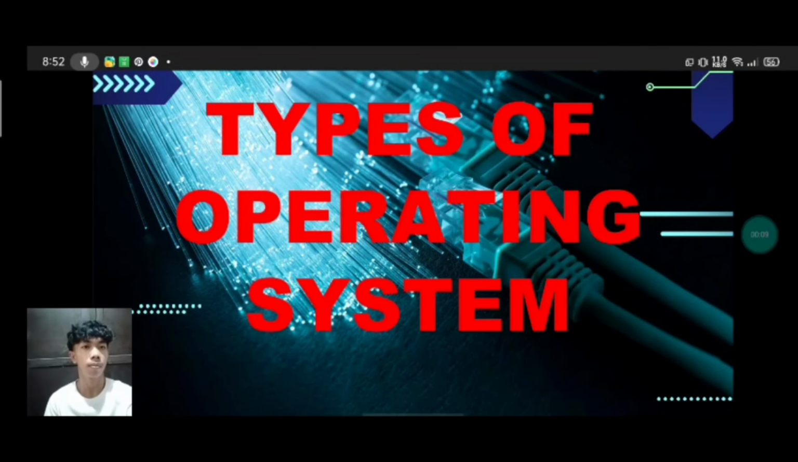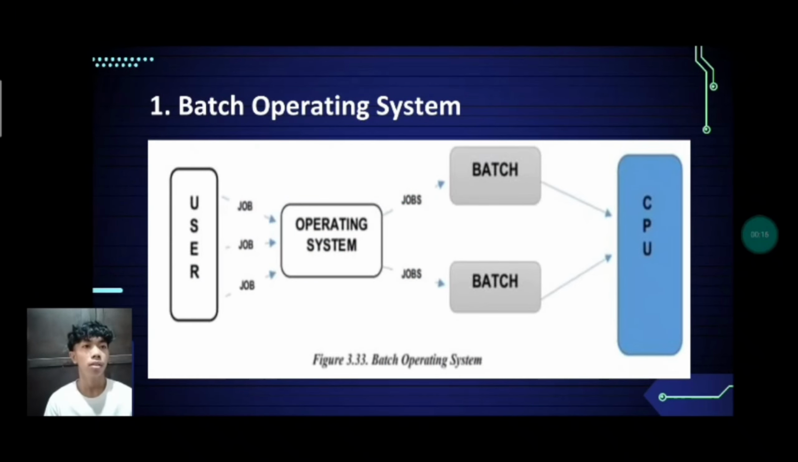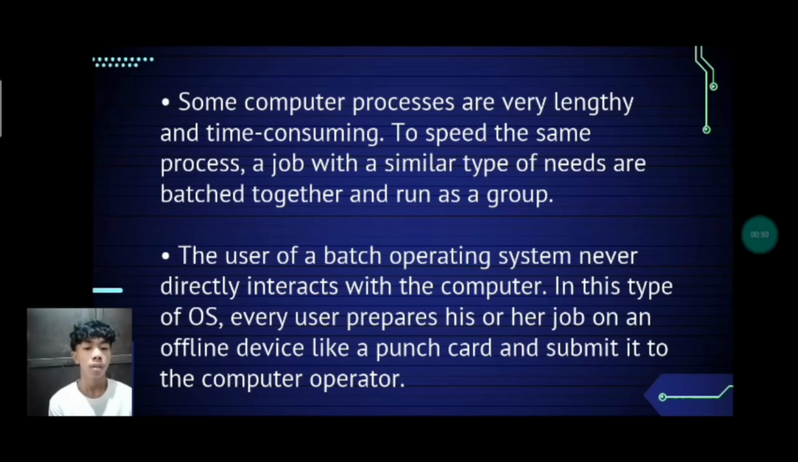Types of operating system. Number 1. Batch operating system. Batch operating system is a type of operating system where the users submit their tasks in advance to be processed in batches. These tasks are collected and executed one after the other without user intervention, and the results are typically printed or stored for later retrieval. Batch systems are often used in scenarios where efficiency in resource utilization is crucial, such as large-scale data processing or running repetitive tasks in a business environment.